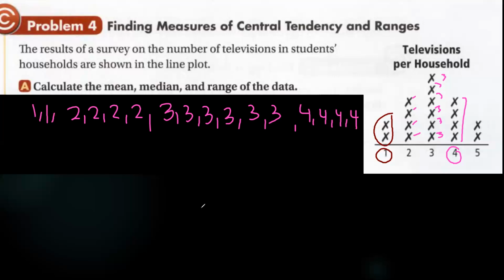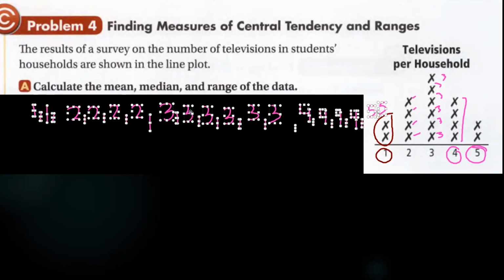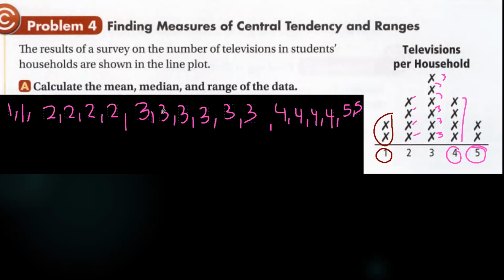And then 5. How many students have 5 TVs? Only 2. Yeah. So we have it now as 5 and 5. This is how we rewrite the data. Now, how to find the mean?